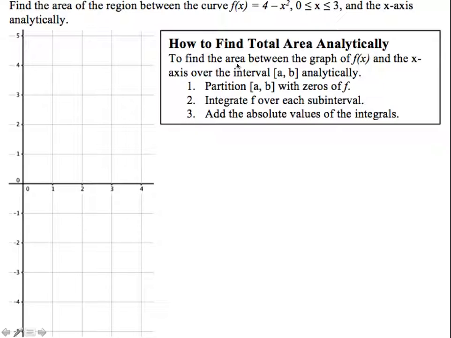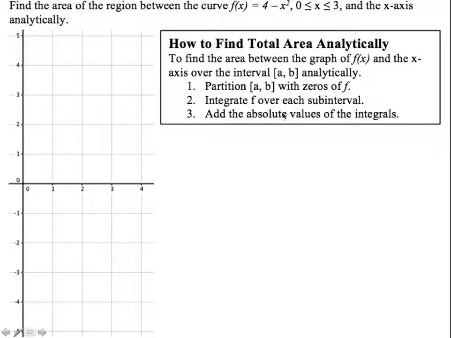And so what we want to do is, if we want to find the total area, which means treating all regions as positive values, then it's really important for us to know whether or not this function, 4 minus x squared, crosses the x-axis and goes into this negative region at all in this domain from 0 to 3. So the first thing we want to do is partition or separate the function so that we can allocate areas as positive or negative.